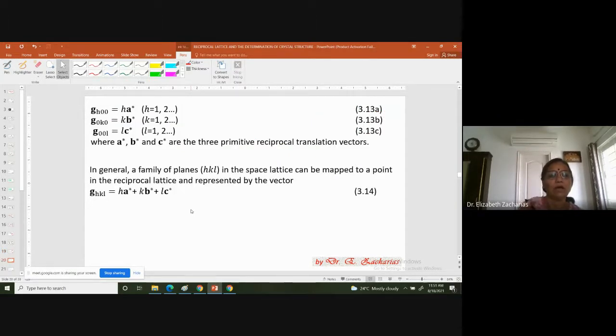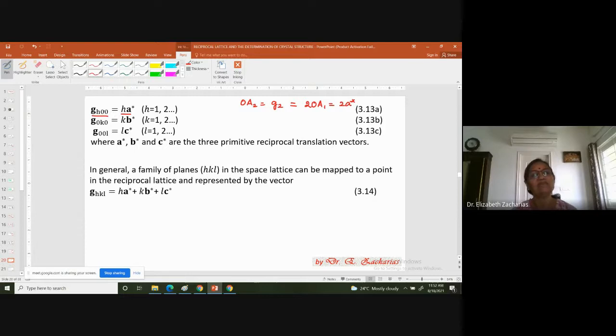Now you can in general write an equation that G_H00 is equal to H into A star. Why am I doing that? Because just now we have seen that OA2, which is equal to G2, was equal to 2 times OA1, which is equal to 2 times A star. If I can do that for 2, we can always extend this to other parallel families. So you can write G_H00 in general as H into A star. And what is A star? A star is the reciprocal primitive lattice vector.